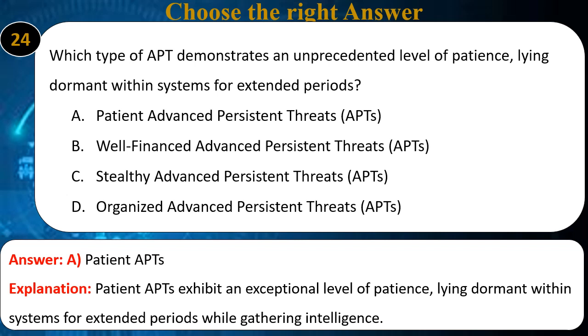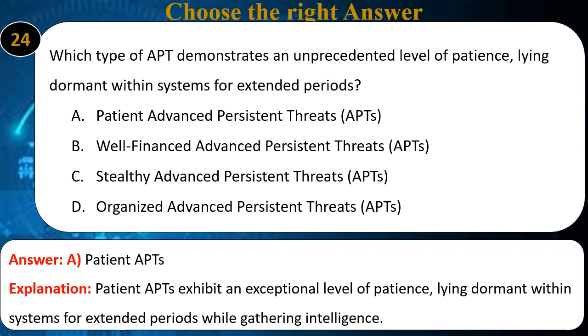Stealthy APTs focus on evading detection, but that doesn't necessarily mean they remain dormant for extended periods. They could still actively steal data or manipulate systems while remaining undetected. D. Organized advanced persistent threats. Organizational structure may contribute to the efficiency and complexity of an APT, but it doesn't directly relate to their level of patience or dormancy.